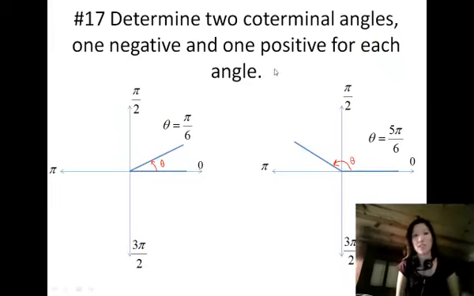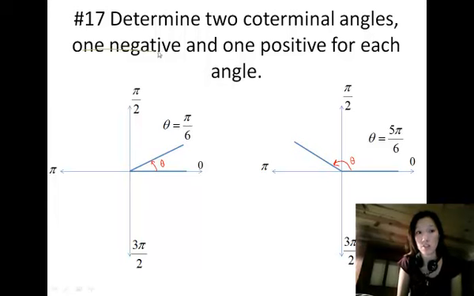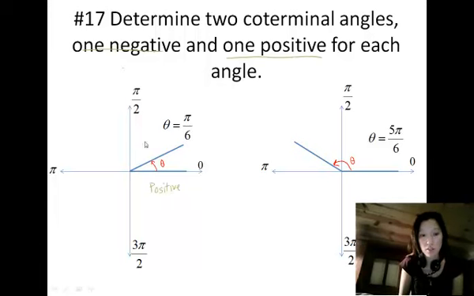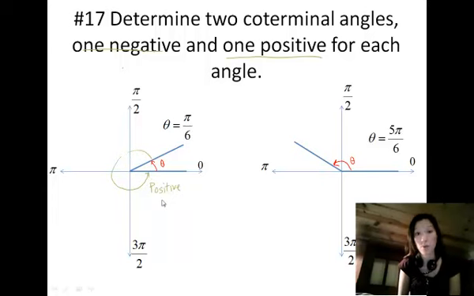Alright, so number 17, determine 2 coterminal angles, one negative, one positive. So if we wanted to go positive, keep in mind you could have opened up to this pi/6, but then you could have continued walking around that circle for 2 pi more radians. So it would have been pi/6 plus 2 pi. So again, you need a common denominator, which is 6, so I'm going to multiply the bottom by 6, which means I multiply the top by 6.